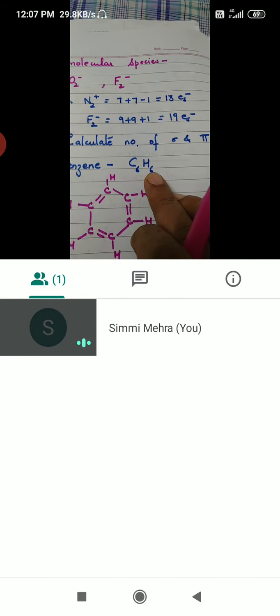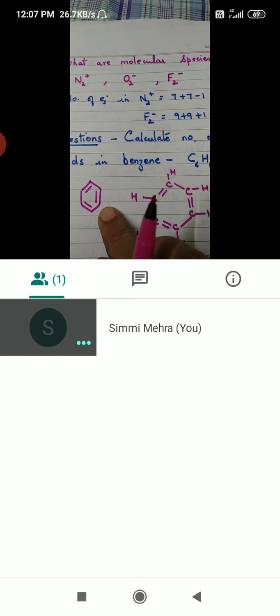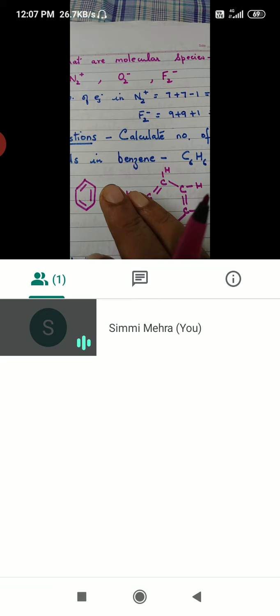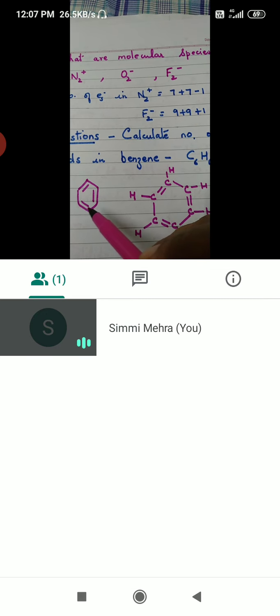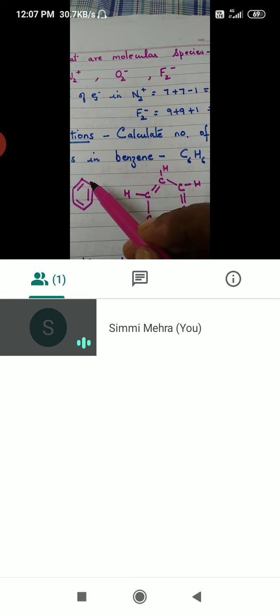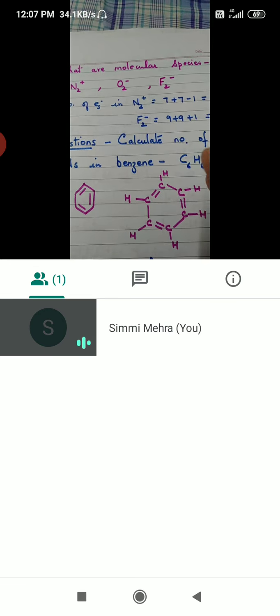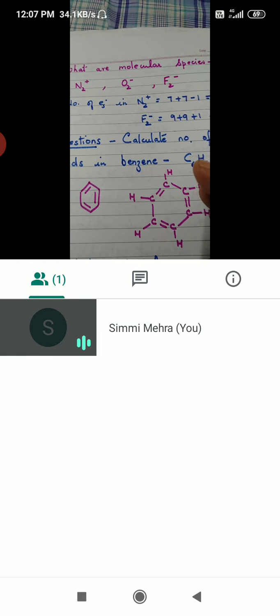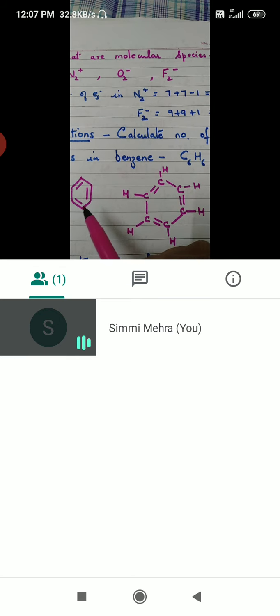C6H6. Okay, this is the benzene formula and we write it like this. At one glance, if I ask how many sigma bonds, you will say 6. 1, 2, 3, 4, 5, 6. Okay, 6 sigma and 6 pi bonds. This is a very common answer which I get when I ask this question for 1 mark in the paper. But the structure is not like this.